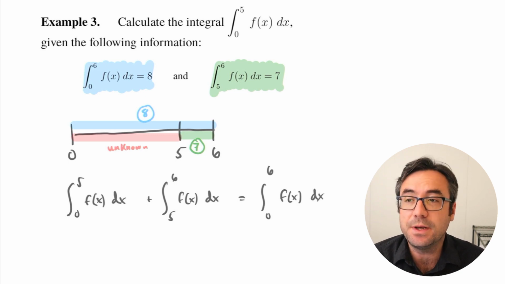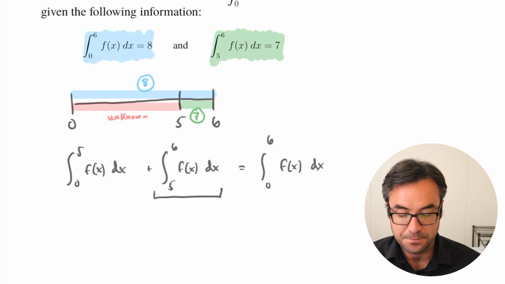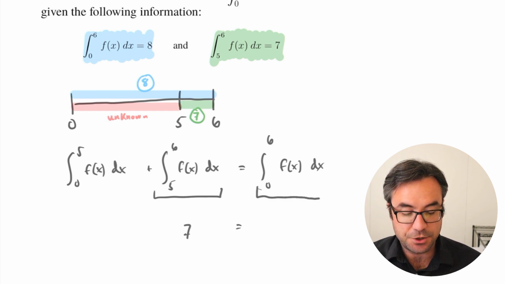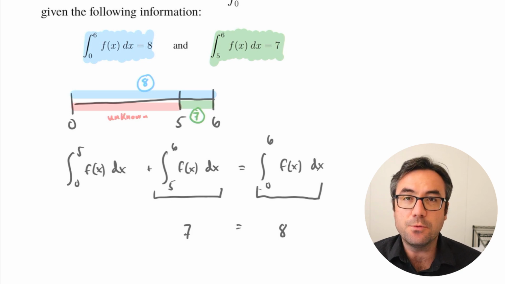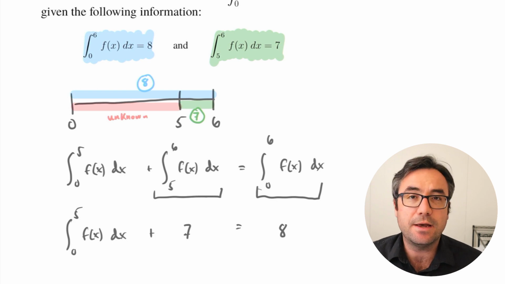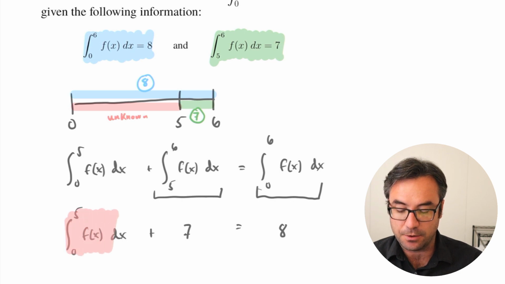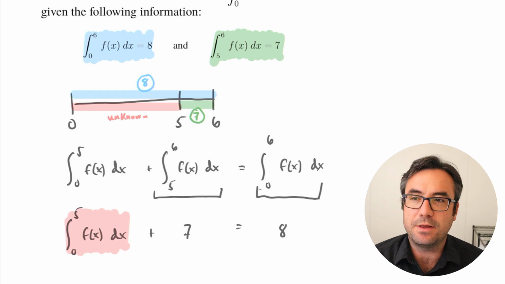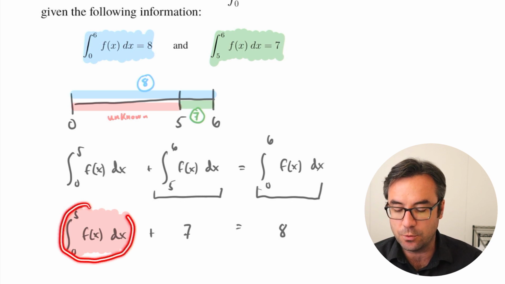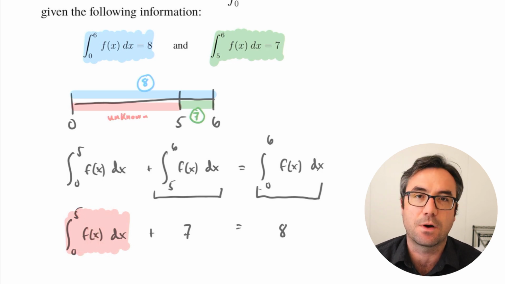And then we can just fill in what we know. So we know that the integral from 5 to 6 is 7. We know the entire thing should be 8. And the one that we don't know, we're just going to leave it as the integral, so the integral from 0 to 5 of f of x dx. So what we get is an equation here, and the thing that we don't know is this value of the integral. So, don't be thrown, even though this equation looks really complicated, we're just going to solve for this unknown quantity. Think of this as just a really big, fancy x that we need to solve for.